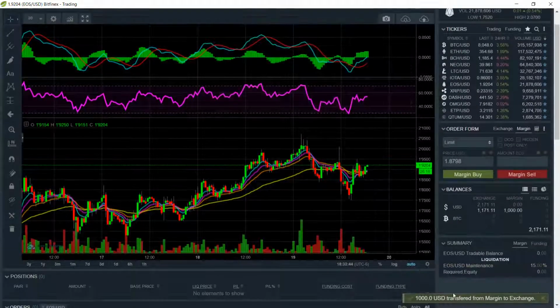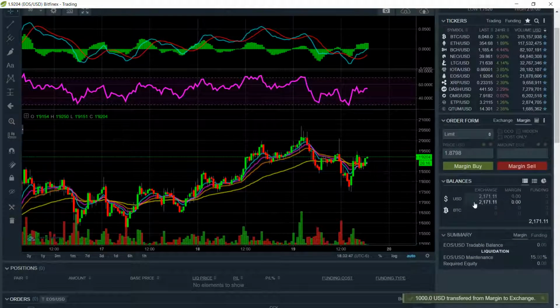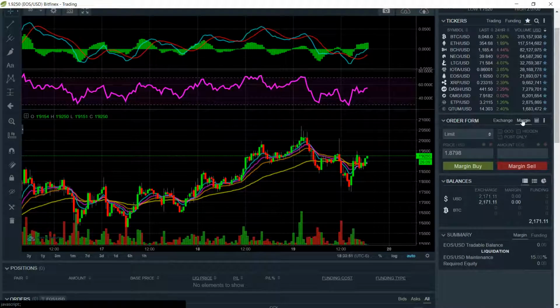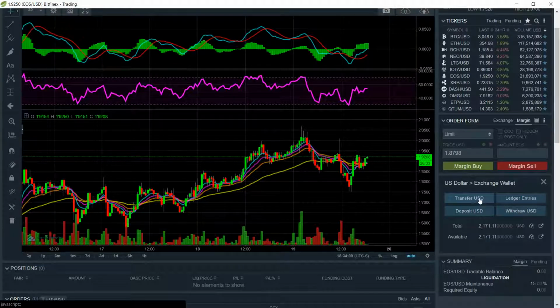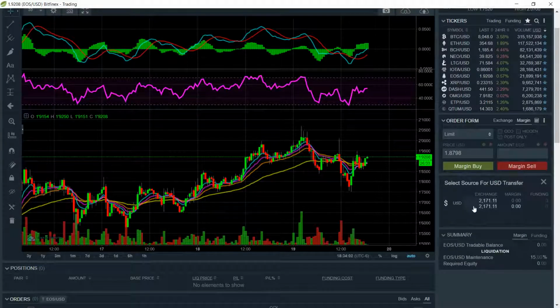So you have whatever funds you want, whether it's Bitcoin or American dollars, okay? Make sure you're in the margin. Here's your exchange. Here's your margin account. So there are different wallets. Click on your exchange where you want to transfer, then choose transfer USD, for example, here. Then click on where you are transferring from. I will transfer from exchange, and then I will click on to. Where is it being transferred to? The destination. And the destination is margin.